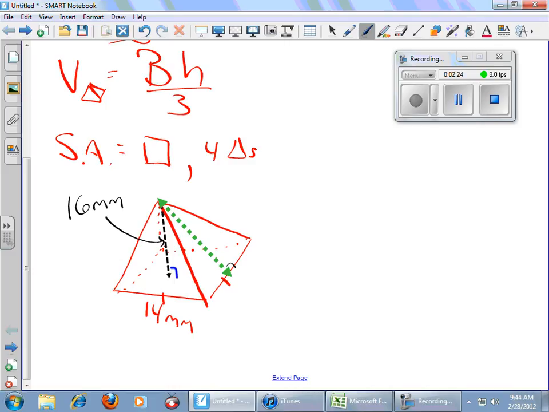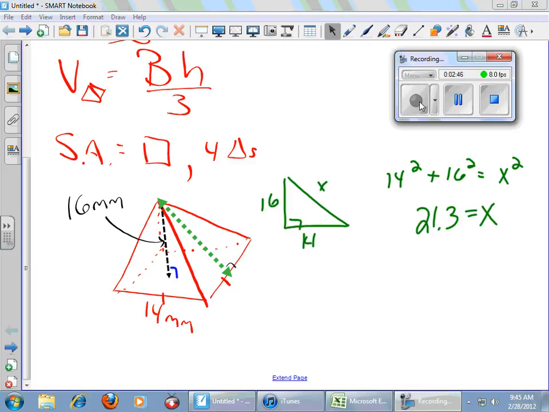Now to get that green segment is really easy. I'll just use my old friend Pythagoras. You see it? Now you don't have to do all this work, but I'm showing you how I get it. I know that this is 16. That's 14. That's x. I'll do 14 squared plus 16 squared, and that'll equal x squared. So I'll take a minute and solve that. It comes up to be 21.3 millimeters.